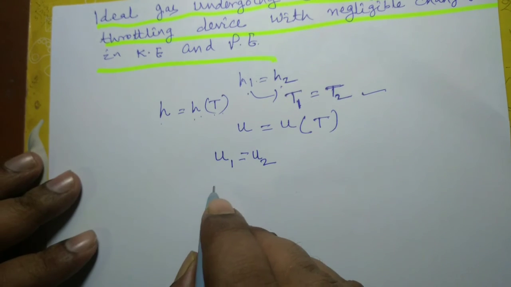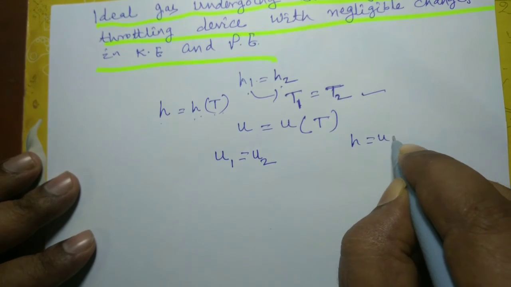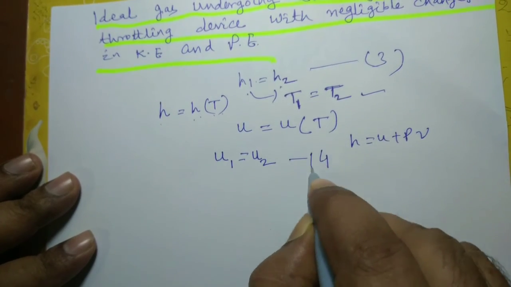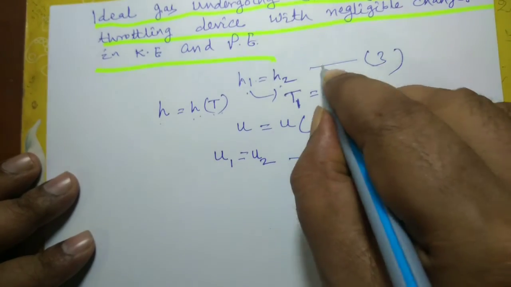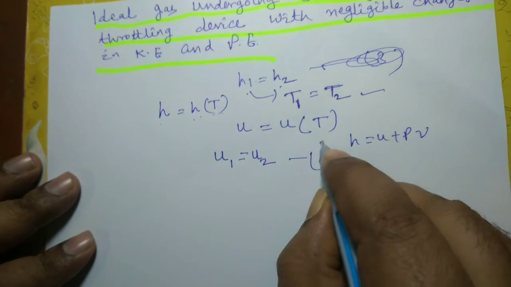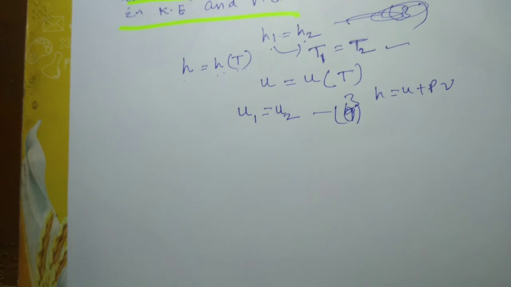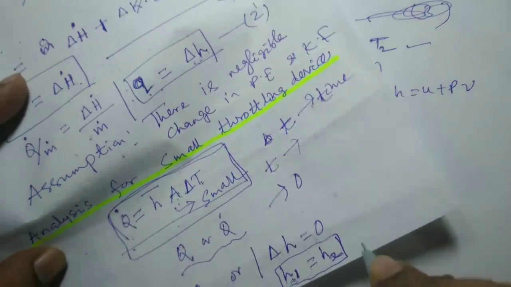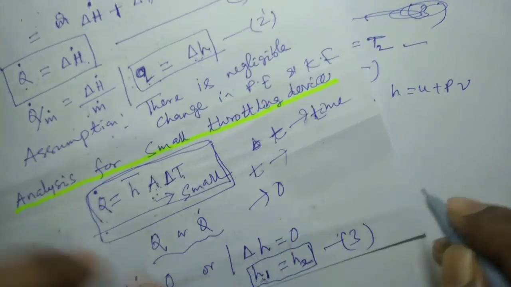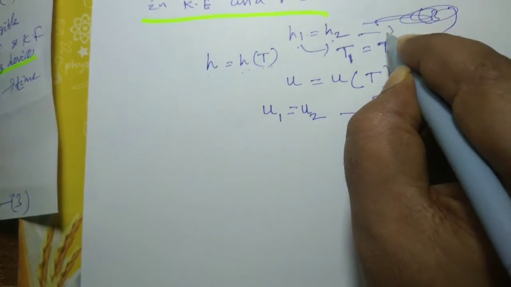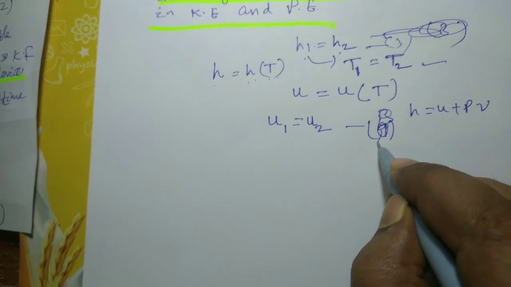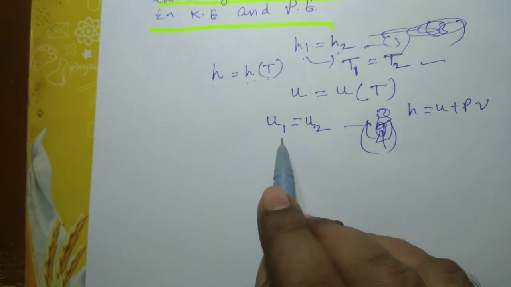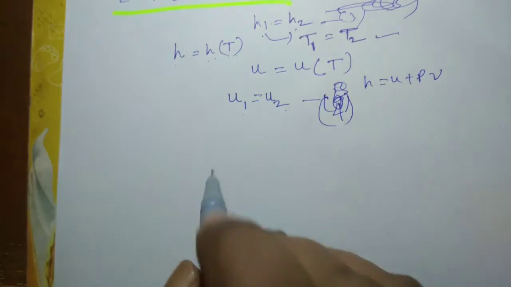And we know that H is equal to U plus PV. Suppose this is equation 3 and this is 4. This equation is already there. H1 is equal to H2, which was not numbered, so now this is equation 3. U1 is equal to U2 is equation 4. So since U1 is equal to U2, also H1 is equal to H2.